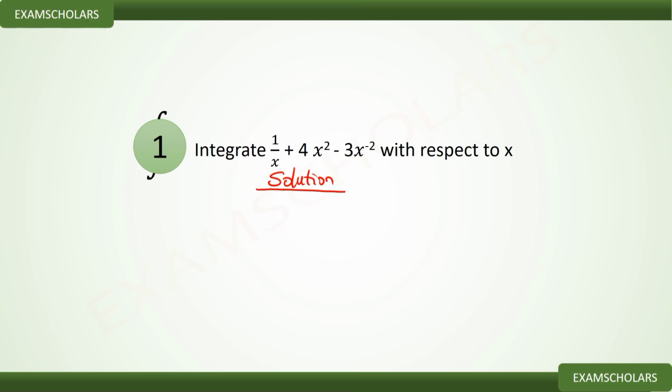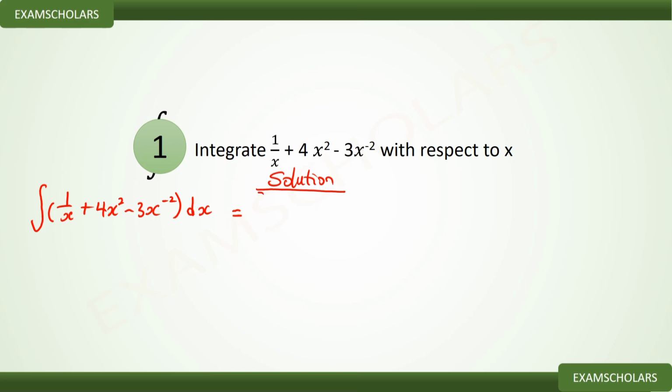Now looking at this, this is what he asks us to do. He has to integrate 1 over x plus 4x squared minus 3x raised to the power minus 2 with respect to x. So the dx is going to be here. Now to solve this expression, which is a polynomial expression, what we just need to do is use this integral sign to expand the whole of this, then multiply it by dx.